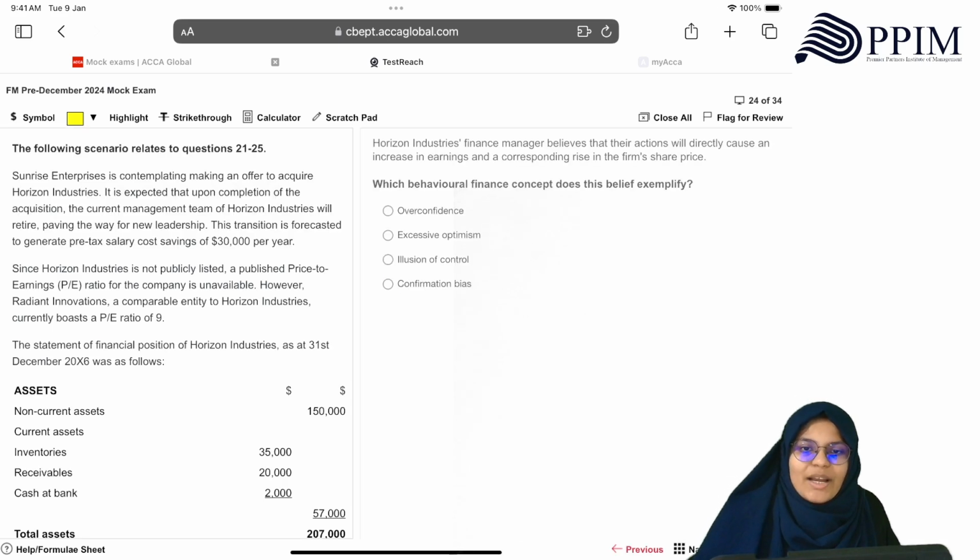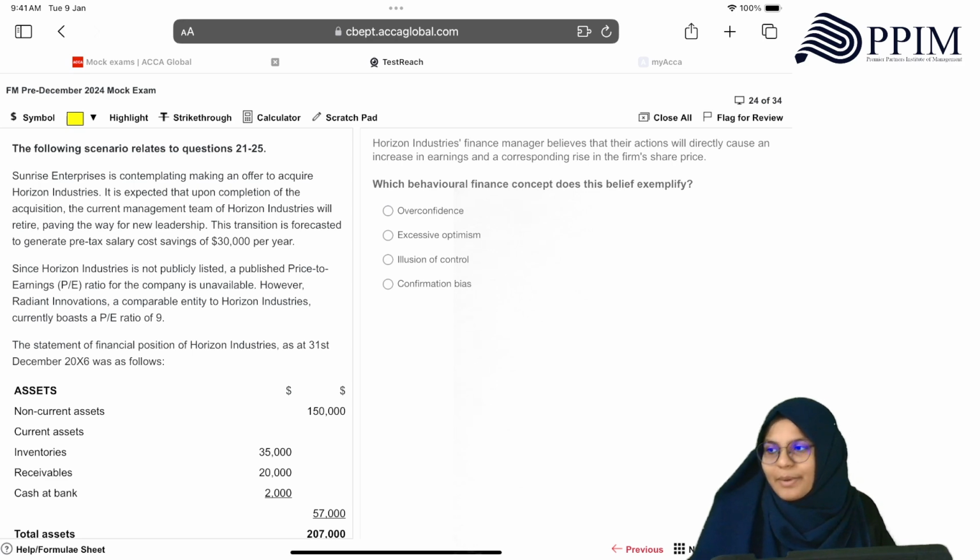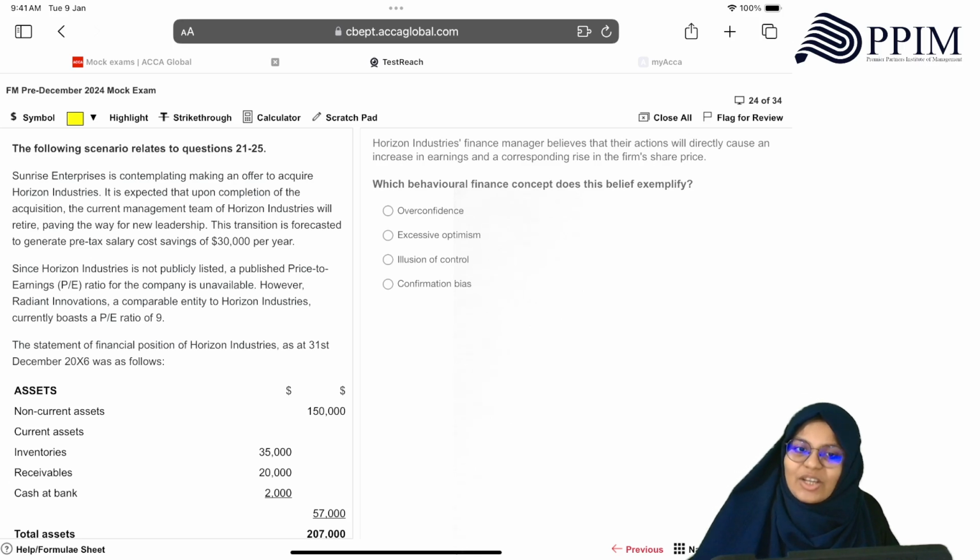Then it says, Horizon Industries' finance manager believes that their actions will directly cause an increase in earnings and a corresponding rise in the firm's share price. Which behavioral finance concept does this belief exemplify? Okay, so basically it is a concept where people within the organization believe that whatever we do is correct, whatever decisions we take will cause the share price to increase.